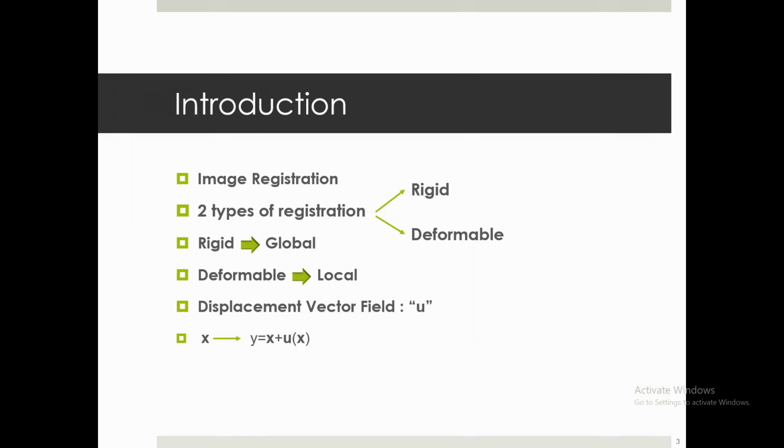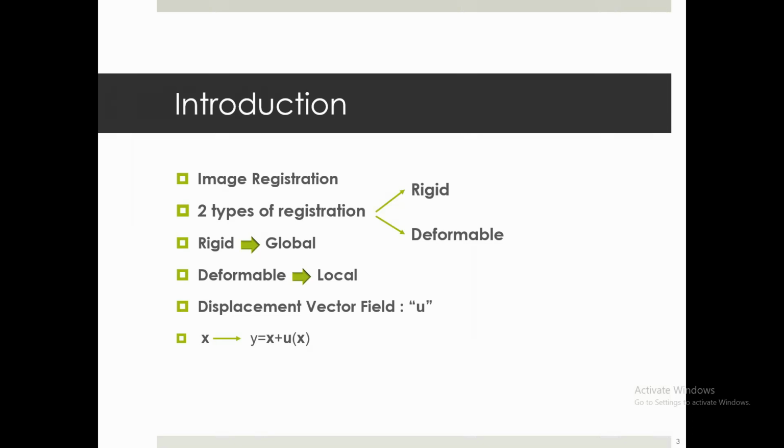Rigid transformations such as geometric affine, rigid body, and so on apply the same mapping to all the voxels of the image. They are commonly used for primarily global alignment of different medical images.